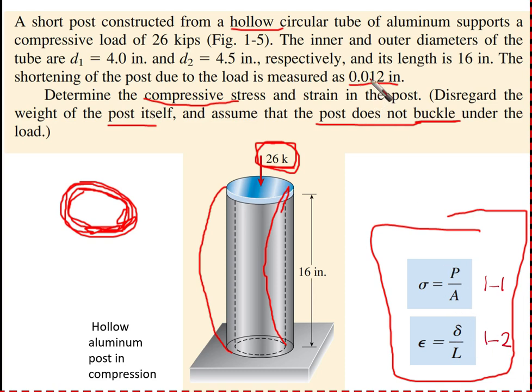It is 0.012 inches. So here there is some shortening that is going to take place. This 16 inch is going to go down by this amount, which is 0.012 inches. Okay, and then we have L, which is the original length of the element, which is 16 inches. So this is the solution of this example. Let's go to the detailed solution of it.